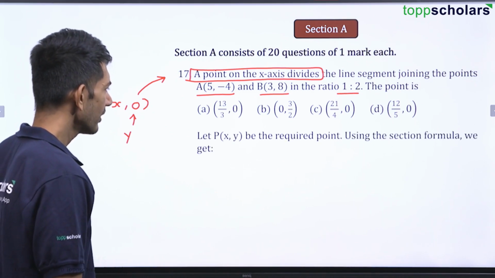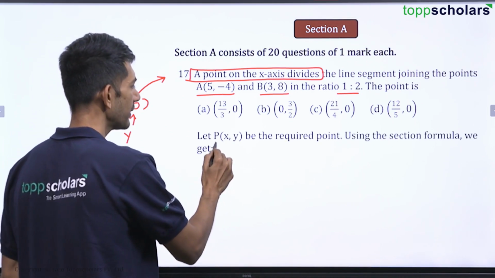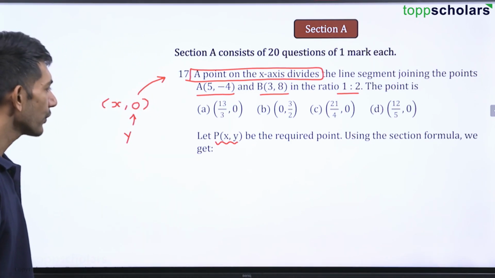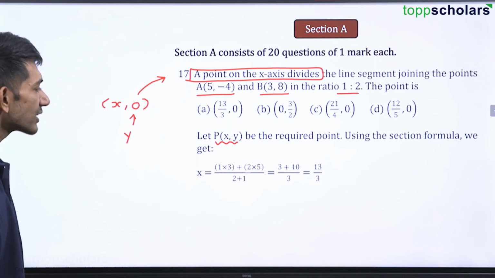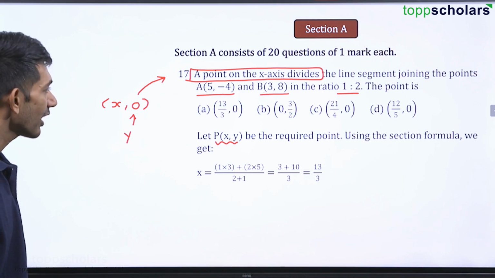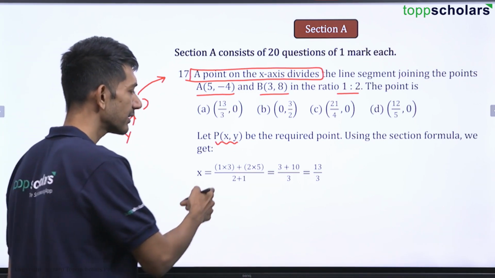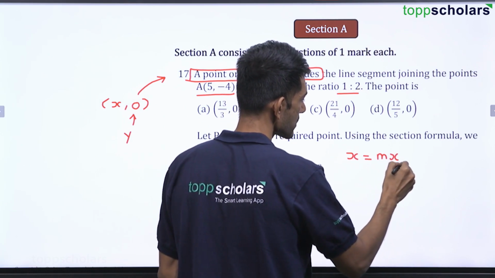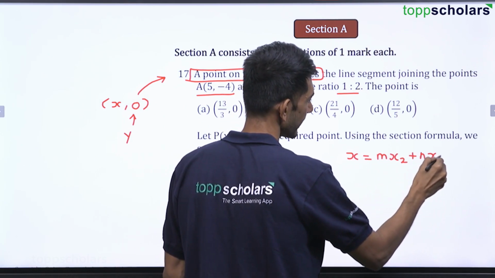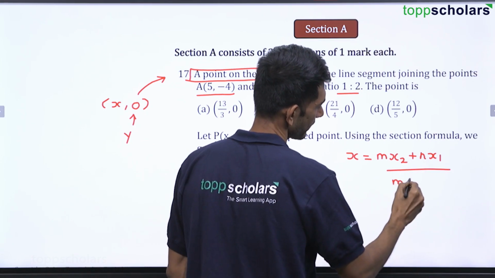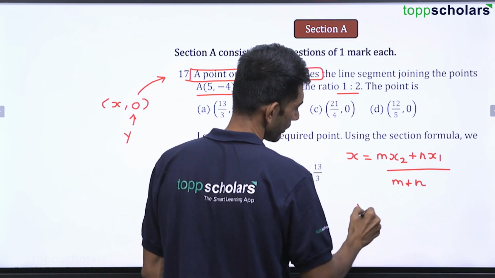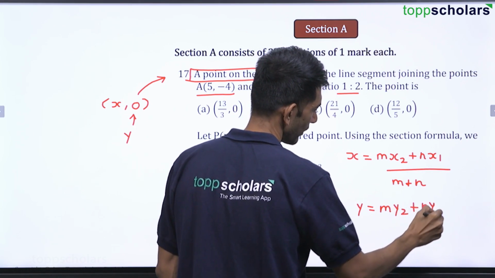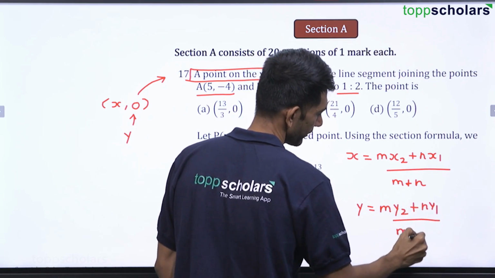Easy, no? Now see what is given. It is given that P(x, y) be the required point. Now what are we going to do? We are going to use the section formula for internal division. How do we use that? Please understand, children. I'll give you the formula. x is equal to (mx2 plus nx1) by (m plus n), and y is equal to (my2 plus ny1) by (m plus n), right?